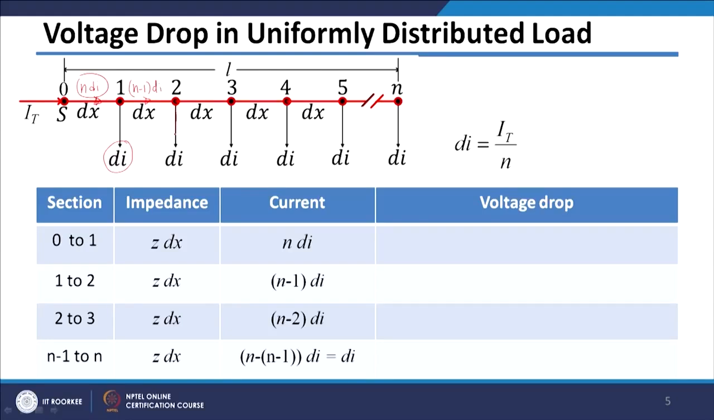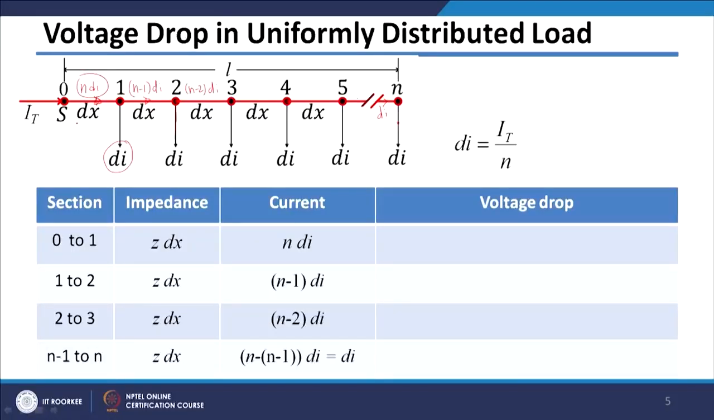Similarly, one more Di will get dropped here. So, in the third section it will be N minus 2 into Di. Similarly, if you go down, in the last section the current will be just Di, which is equal to the load at the last end.